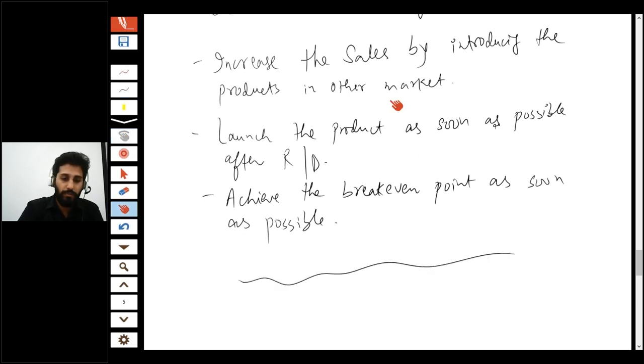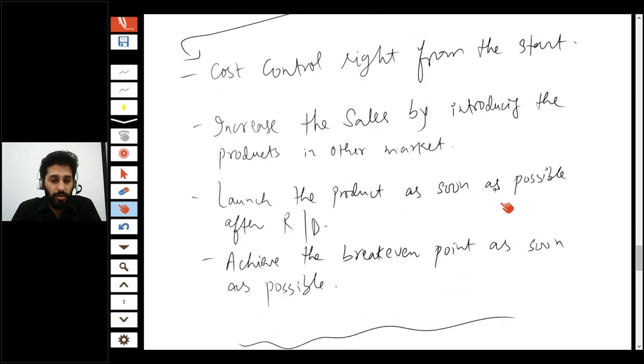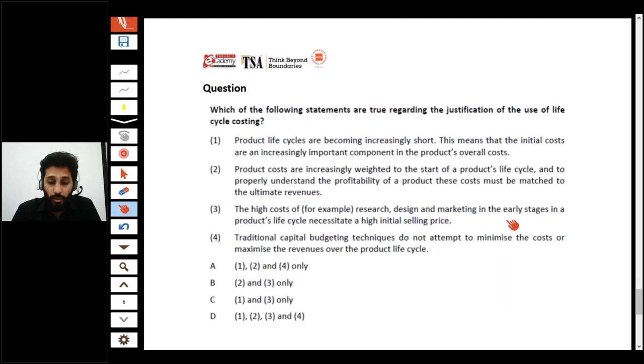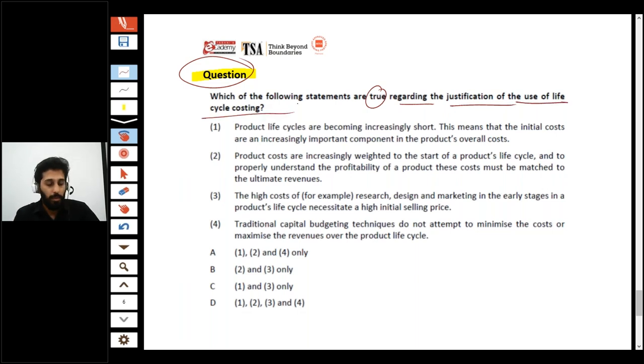So these are some favorable pieces of advice in the product lifecycle, right? Now let's move forward. This is the question, and probably this would be the last question for this lifecycle. Then we will be starting throughput accounting. Which of the following statements are true regarding the justification of the use of lifecycle costing? Please read all these for information, and then we will be solving this question. But read it with very thorough attention.